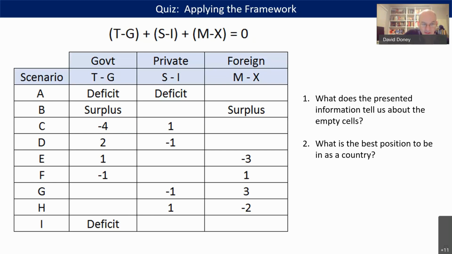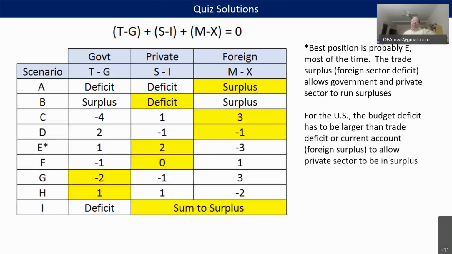If one sector is in deficit, what does that tell you about the other? Does that tell you anything about the other sectors individually? Do you know where they are individually? No, you don't. But you know where they are in aggregate. Where must the private and the foreign together be? Surplus. If the government is in deficit, they must be in surplus. That's right. And here are the quiz answers.